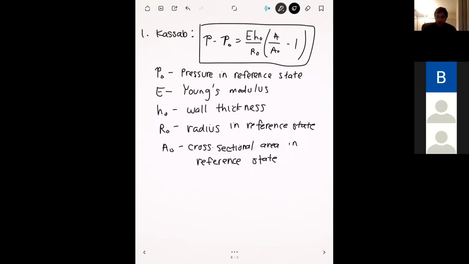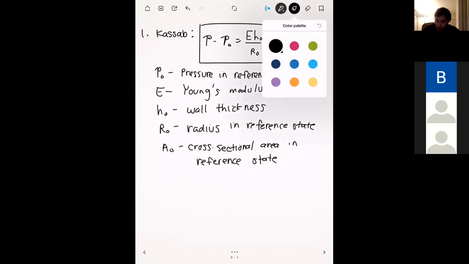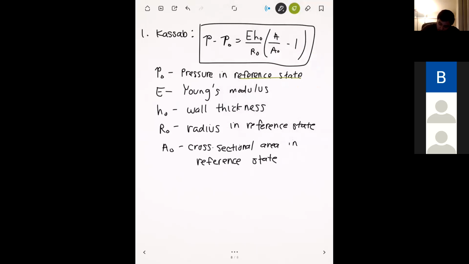You see I use the term reference state quite a bit. The reference state is basically a base case. Under a mean condition, like a mean pressure and mean flow in your blood vessel, these define what the pressure is, what the radius is, and what the cross-sectional area is. And so that's the first constitutive relationship that we have. The next one is very similar, except it's slightly different.